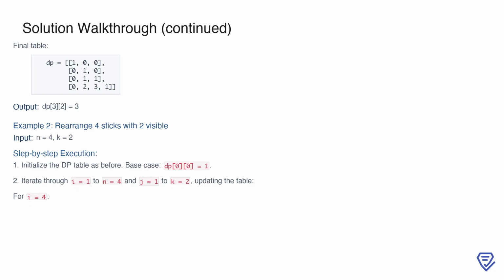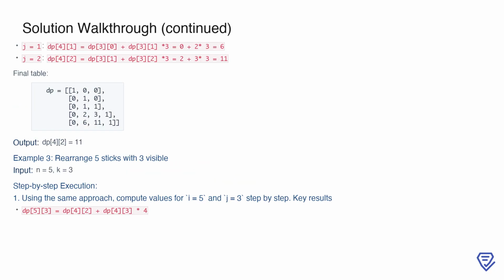We begin by initializing the dp table in the same way as before, with the base case dp[0][0] equals 1. Then, we iterate over i equals 1 through 4 and j equals 1 through 2, updating the table step by step. For the case where i equals 4, we calculate values for j equals 1 and j equals 2 using the recurrence relation.